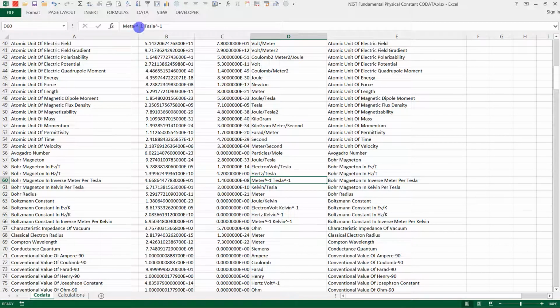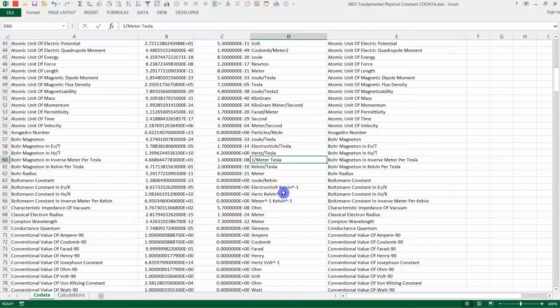And meter per Tesla. Okay, this one goes in this way. I just invert it. Per meter Tesla, and the implication on these is that they're read continuously. So you put all the products on the top, you put the denominator on the bottom, and that means you take the meter and the Tesla on the bottom, multiply them through, and then invert it. Kelvin. Okay, so electron volt per Kelvin.